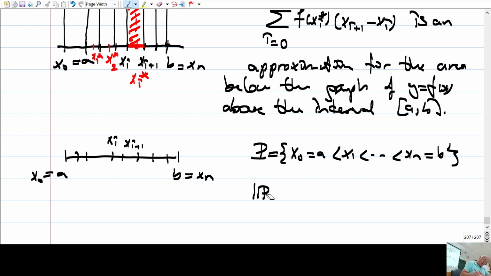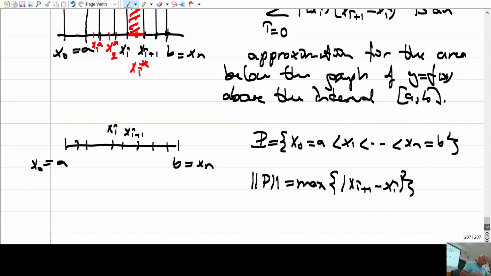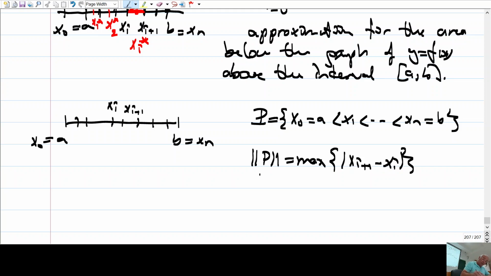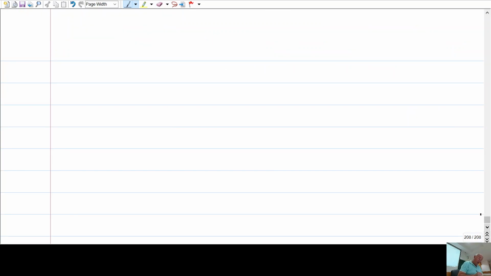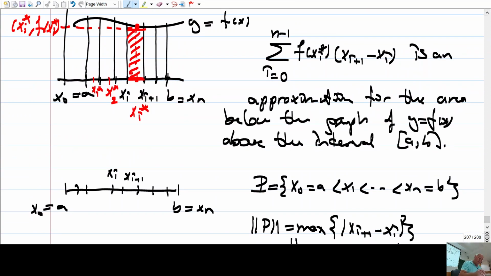And the mesh, so this is the norm of the mesh, is just the maximum of xi plus 1 minus xi. So you measure these distances. You call the maximal one the norm of this partition. So the norm of the partition P. And then you do the following. You compute this sum for all partitions.